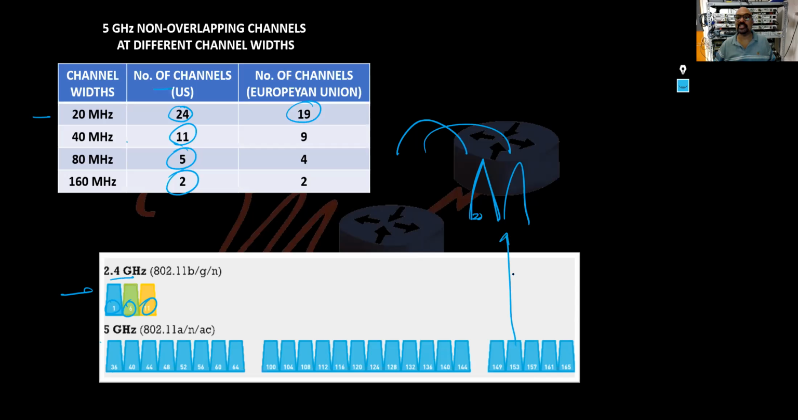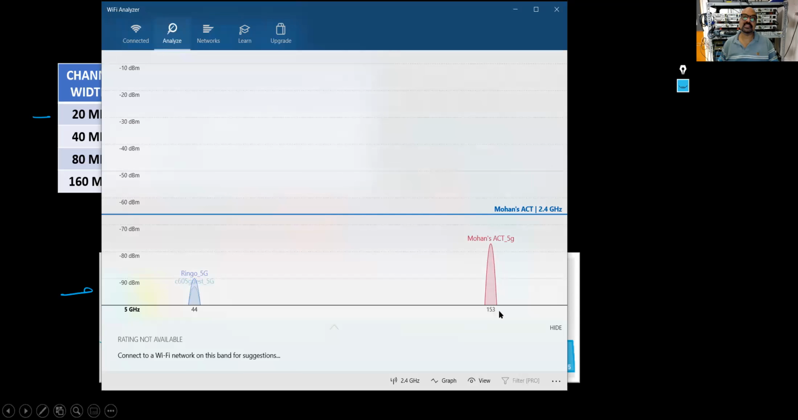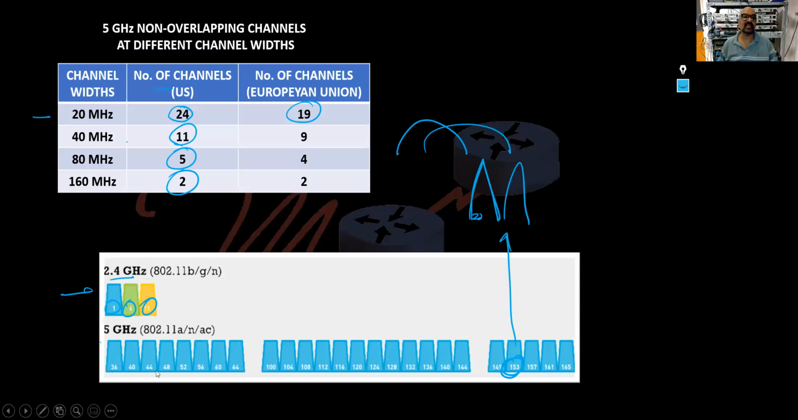That I'm using 153. You can see that 153 is a non-overlapping channel, which Mohan's at my home is using, this 153. See, 44 is a non-overlapping channel. My neighbors are using it here. You can see that 44. I'm using 153. Why these are not used?